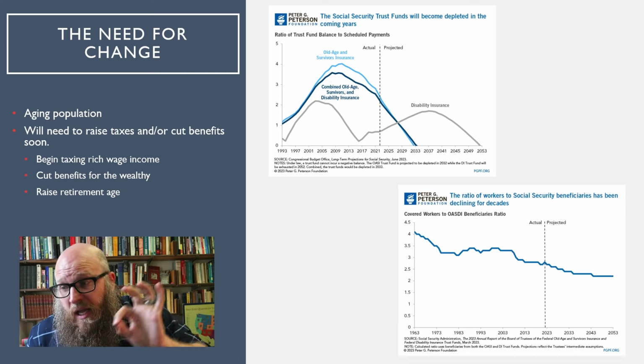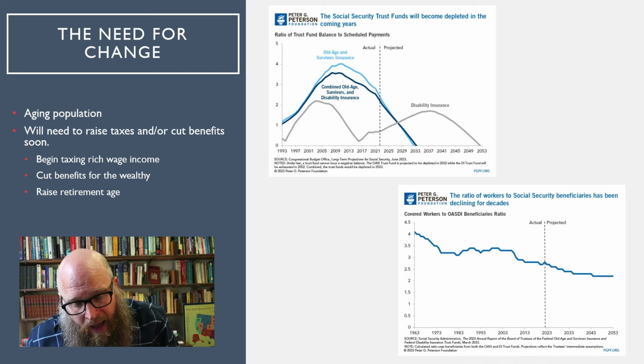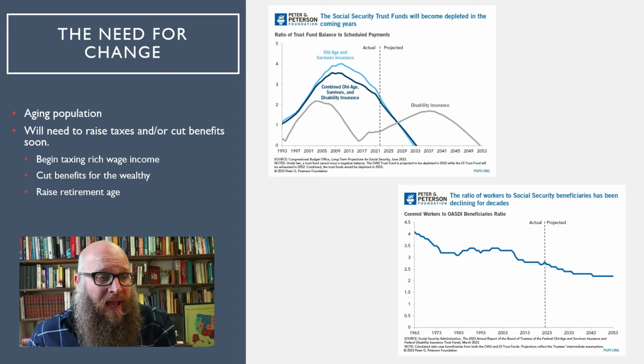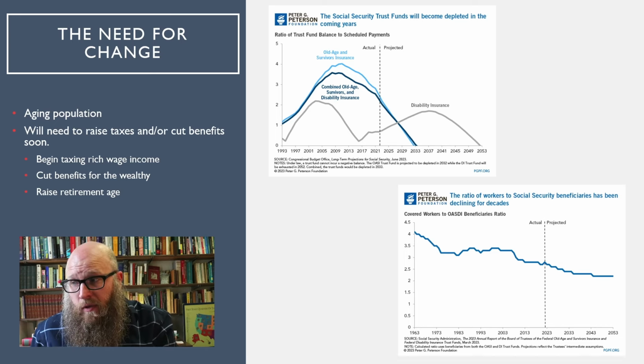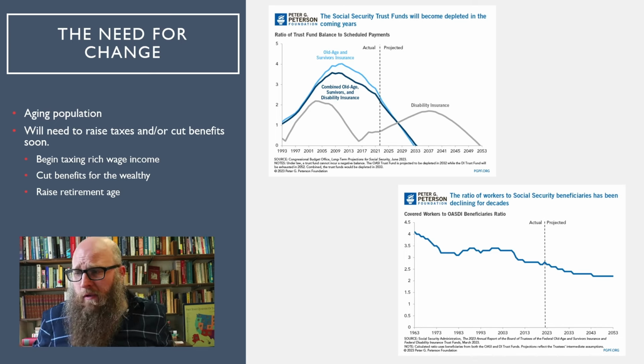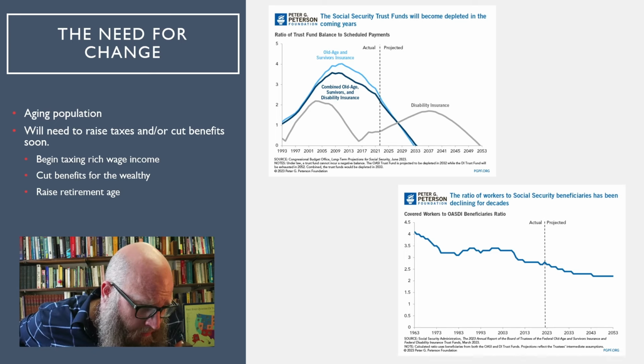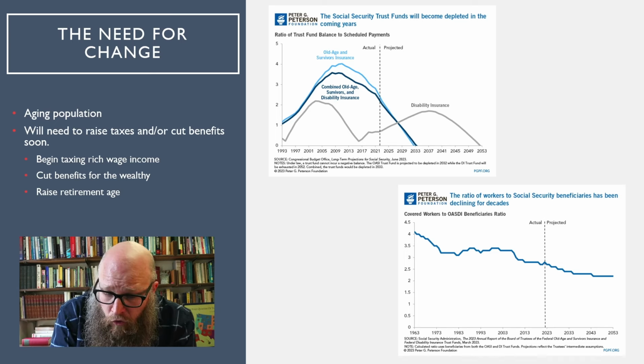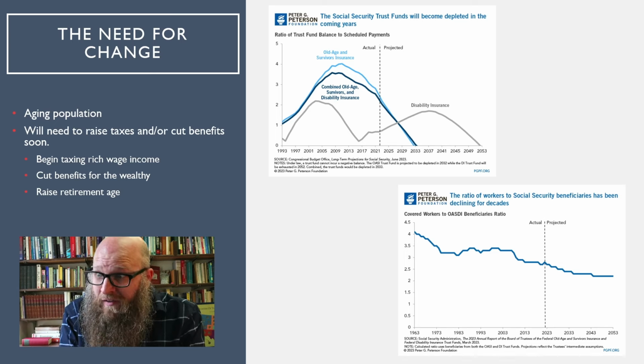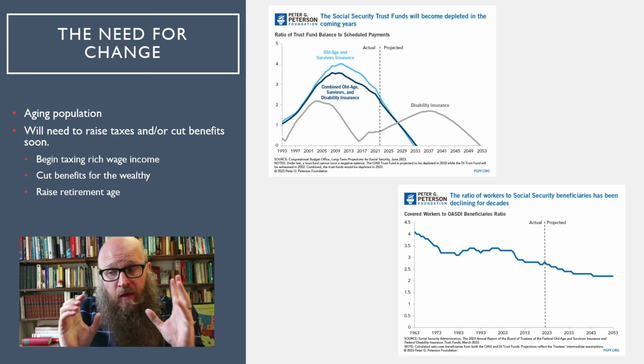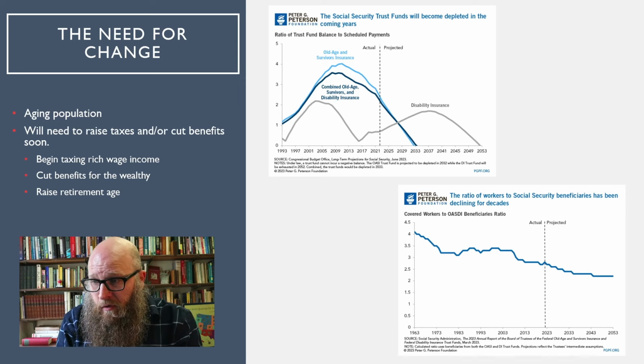The projection is we are drawing more out of it than we are putting back in, and by around 2033, more or less, it will run out. So, how do we solve this? It's totally solvable. In fact, historically, we've constantly had to make adjustments to it. Social Security's been around since the 1930s. It's a 90-year-old program. It's very popular. So there's ways to address this.